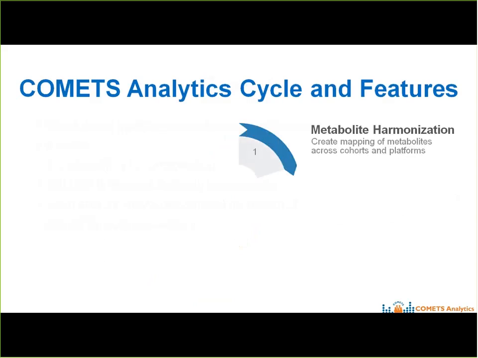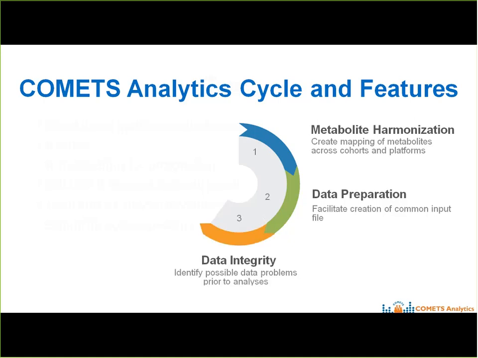So here are the COMETS Analytics cycle and features. We start off with Metabolite Harmonization, where we create mapping of metabolites across cohorts and platforms. Data prep, which is on the end of the cohorts, where we facilitate creation of common input files to go into COMETS Analytics. We check for data integrity at the time of the analysis to identify possible data problems prior to running the models that we need for each project.